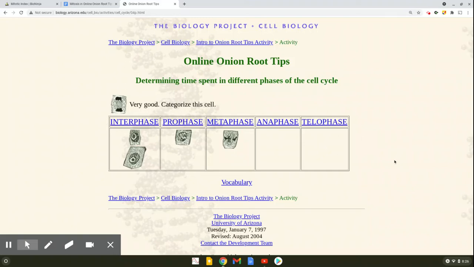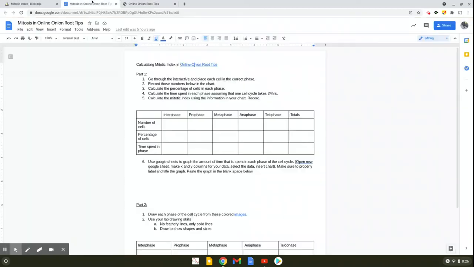So you're going to go through this. There are 36 of them, and you are going to put the number of each in these here. The total will be 36, right? Then you will calculate the percentage. The percentage is just the number in each phase divided by the total. So if this is like 15, you do 15 divided by 36 to get this number.